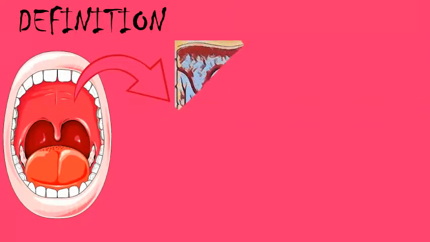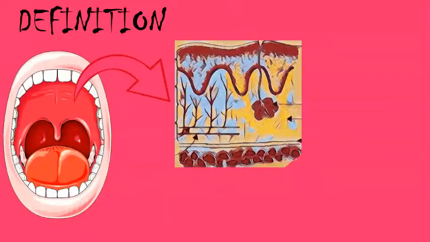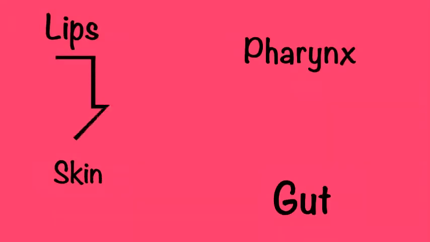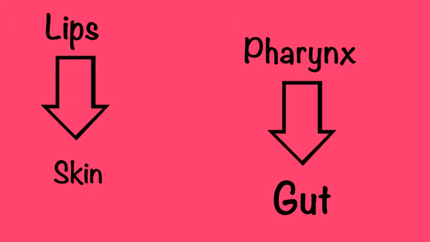The moist lining of the oral cavity is called the oral mucous membrane, or oral mucosa. At the lips the oral mucosa is continuous with the skin, at the pharynx the oral mucosa is continuous with the mucosa lining the rest of the gut.